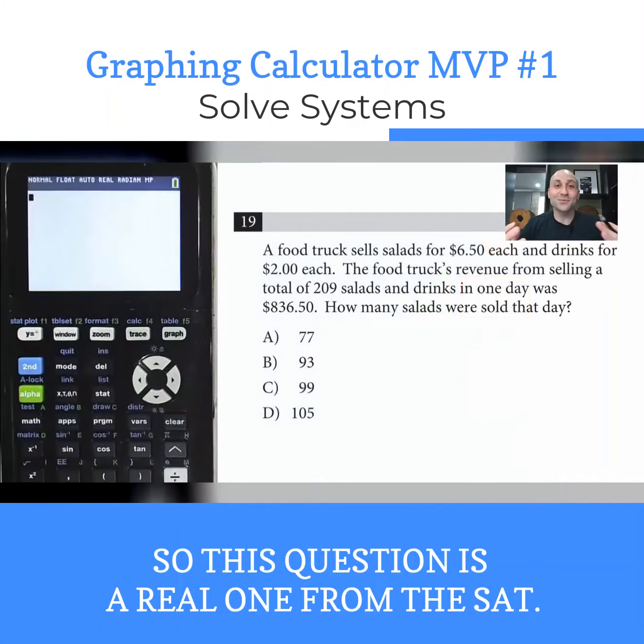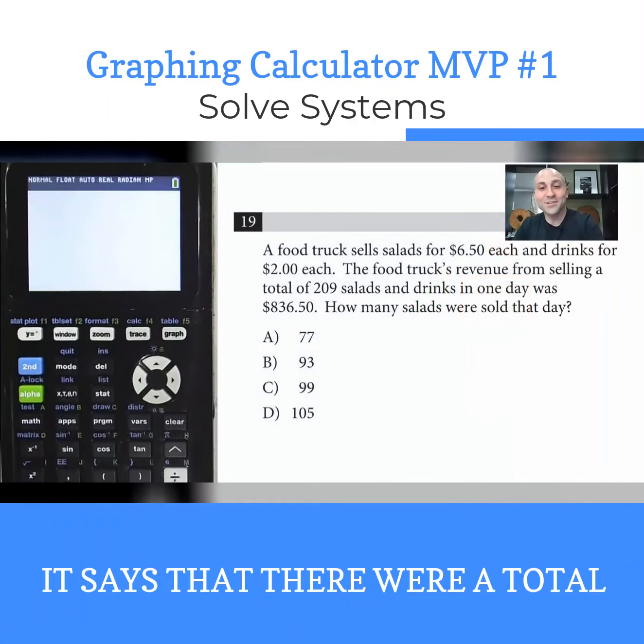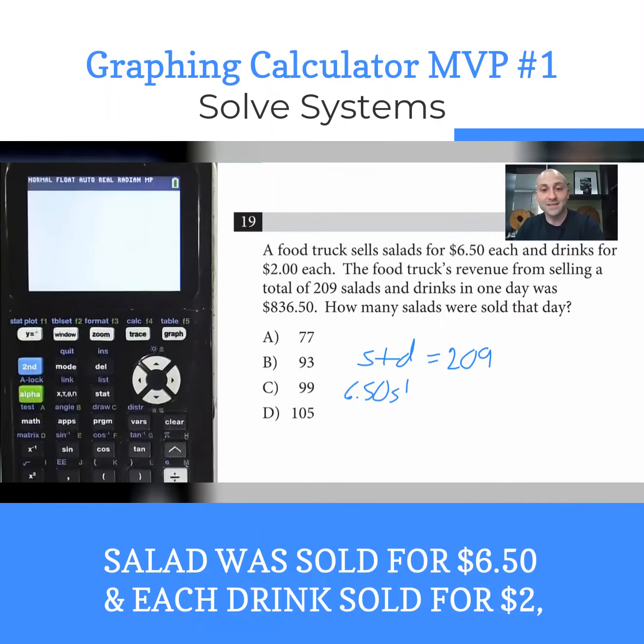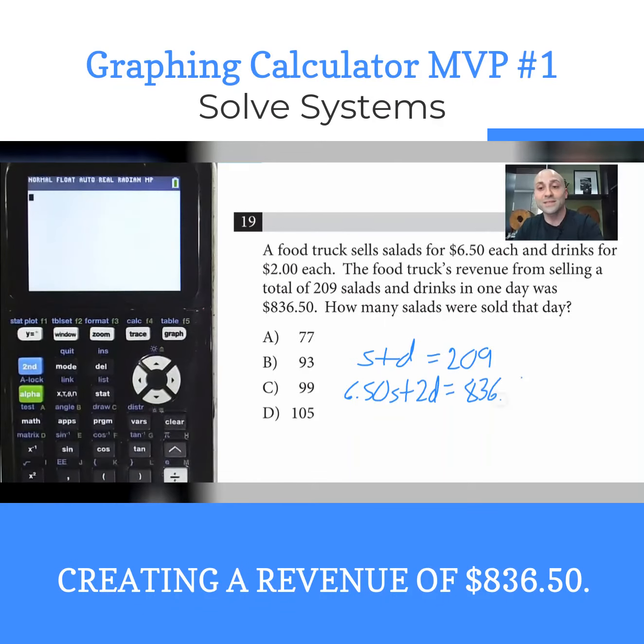So this question is a real one from the SAT. It says that there were a total of 209 salads and drinks sold, where each salad was sold for $6.50 and each drink sold for $2, creating a revenue of $836.50.